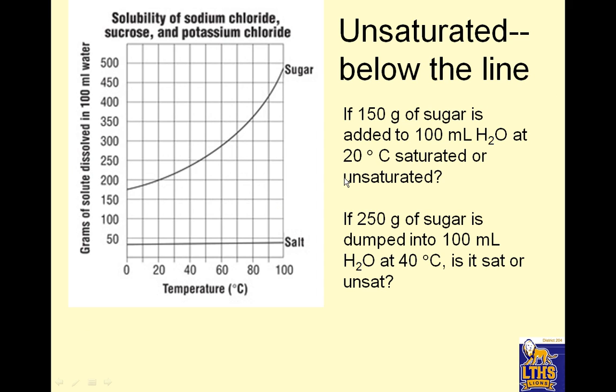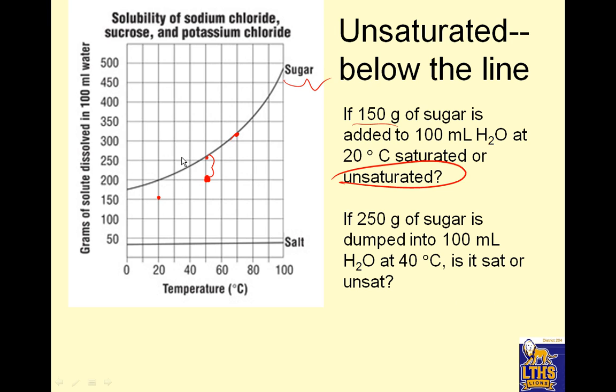Oh, it's the sugar again. Yay. So we got some sugar dissolving, all right? If you're right here on the curve, it's an unsaturated solution of sugar because you can get this much more to dissolve, right? If you're on the line, it's a saturated solution of sugar. Okay, so if we have 150 grams of sugar at 20 degrees, it's below the line, unsaturated.